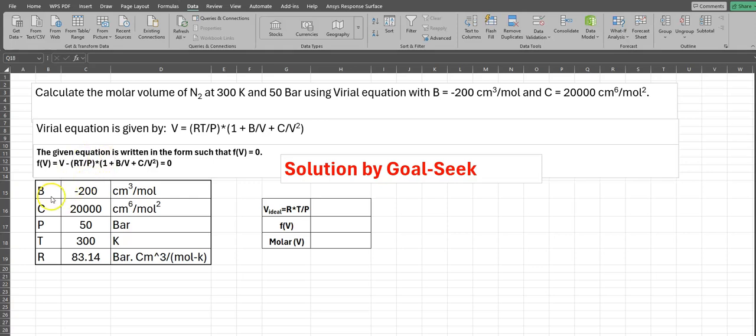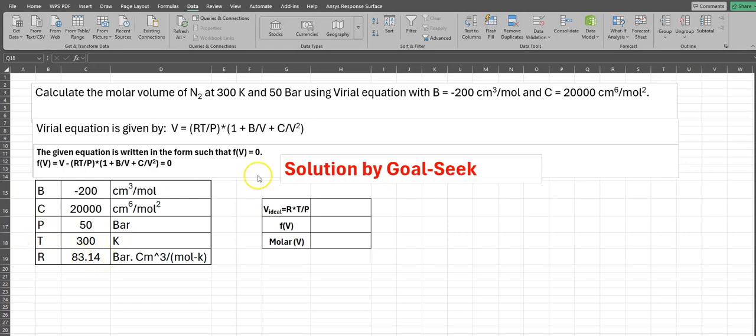So now here I have already written all these parameter values. B is minus 200 centimeter cube per mole, C is 240 centimeter to the power 6 per mole square, P is given as 50 bar, T is given as 300 Kelvin, and R in terms of bar centimeter cube per mole Kelvin is 83.14.